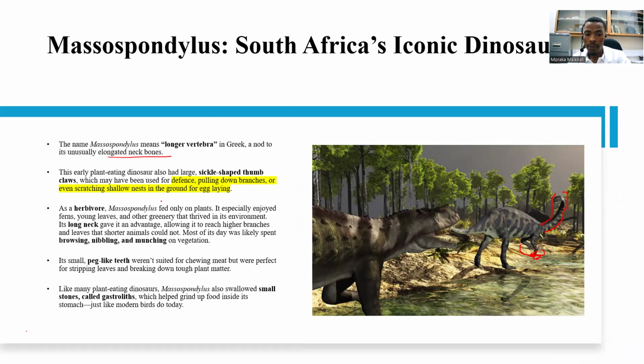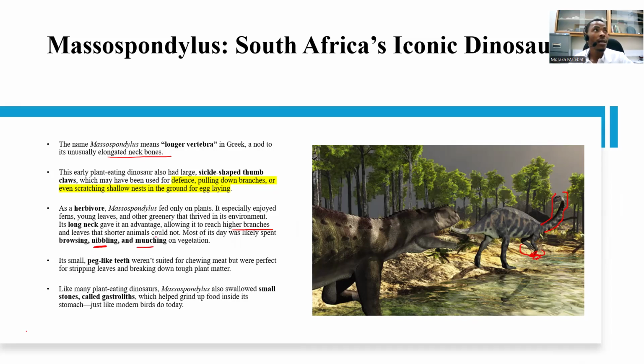As a herbivore, or plant eater, Massospondylus fed on plants. It especially enjoyed ferns, young leaves, and other greenery that thrived in its environment. Its long neck gave it an advantage, allowing it to reach the higher branches and leaves that shorter animals could not, as I've explained. Most of its day was spent browsing, nibbling, and munching on vegetation.